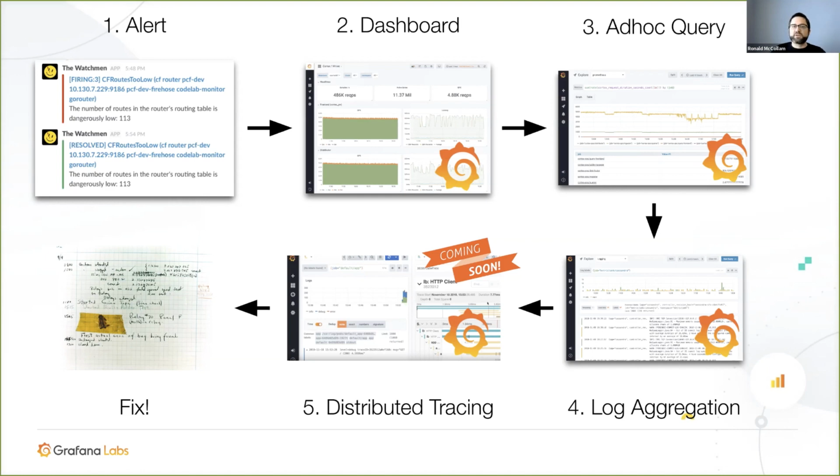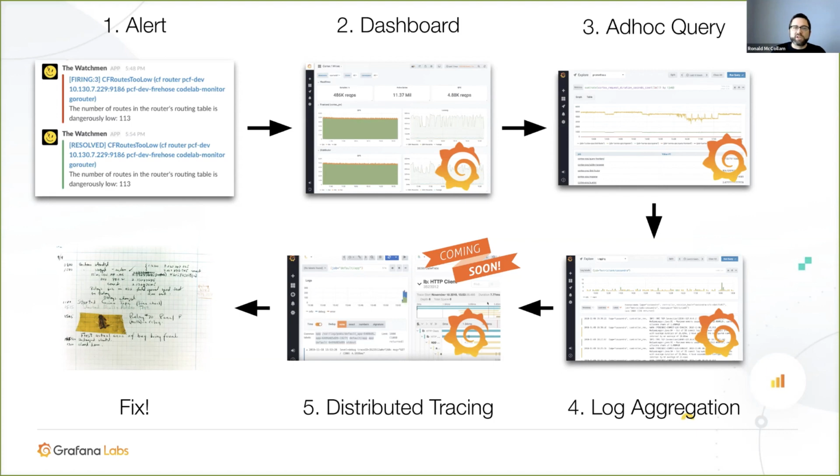So this is the observability vision that the Grafana project is really working toward. So here the idea is I still get an alert. I get some kind of page to let me know that something's gone wrong. I'm still going to go look at a dashboard and say, is this a global issue? Is this isolated to some smaller subset of my environment?